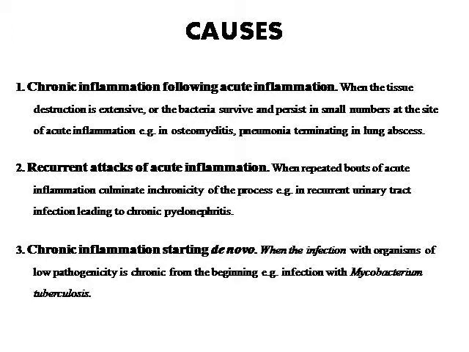Last cause, that is chronic inflammation starting de novo. From the beginning itself, the inflammation is chronic in nature. This happens when infection with an organism of low pathogenicity is chronic from the beginning. For example, Mycobacterium tuberculosis, which causes tuberculosis. Tuberculosis is chronic in nature from the beginning itself, so we see tissue destruction as well as inflammation from the beginning.